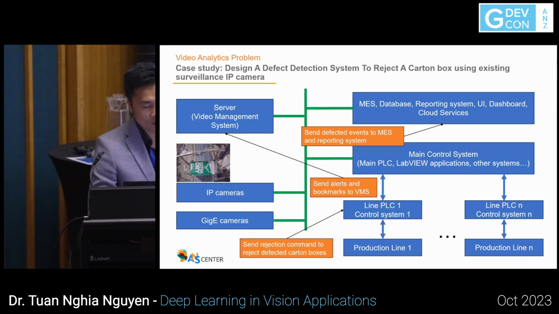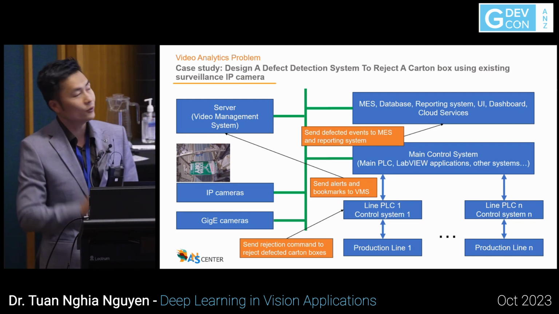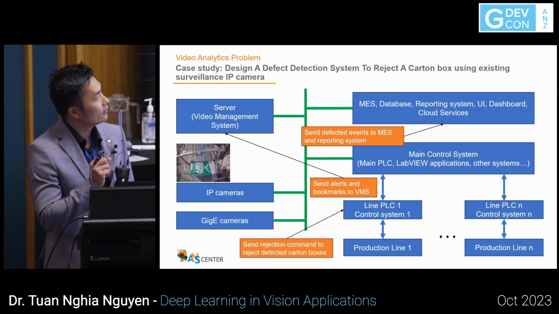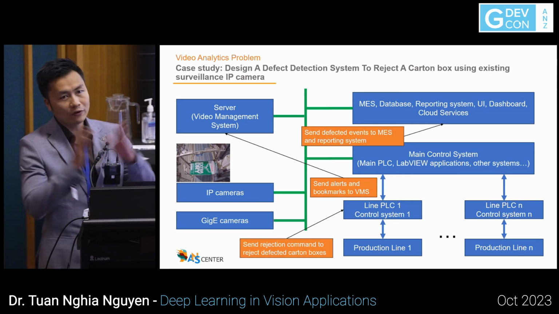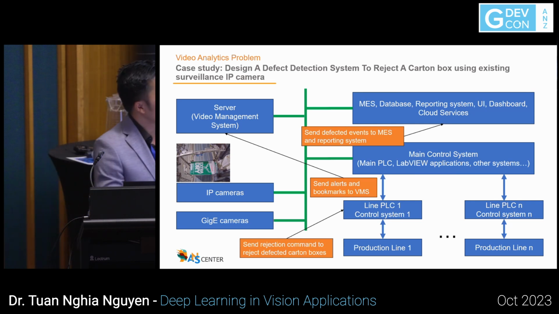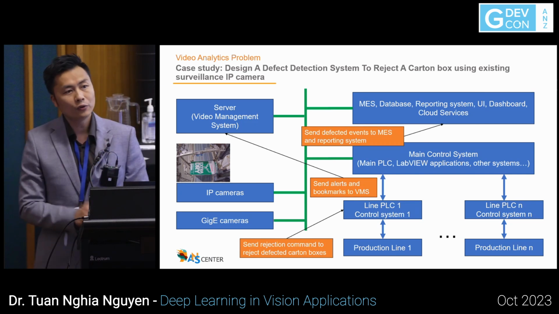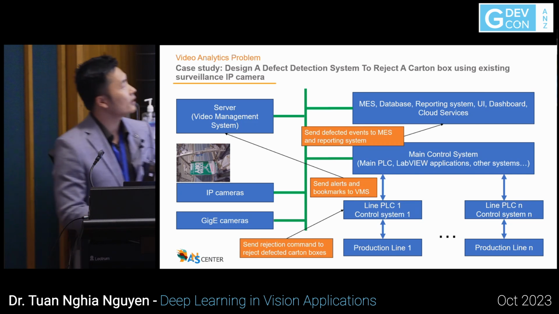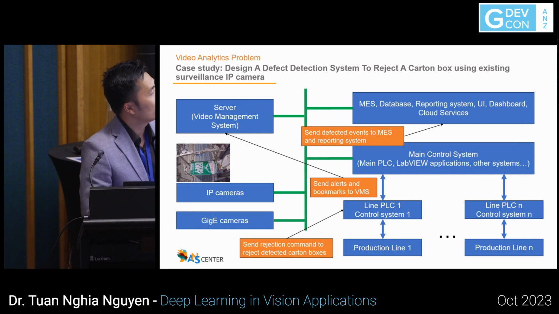And then we also want to send the alert into the VMS. The VMS will have the bookmark, and some kind of alert pop-up for the operator to see. And then we want to send all the defect detection events into the MES or database, so that they can see the whole thing and find the root cause. So this is quite a typical application recently.